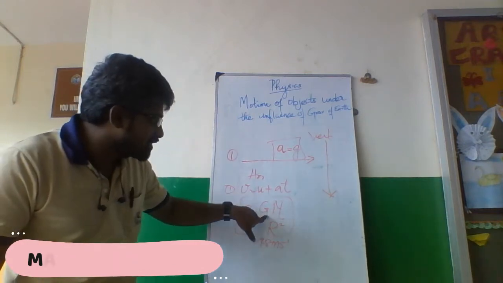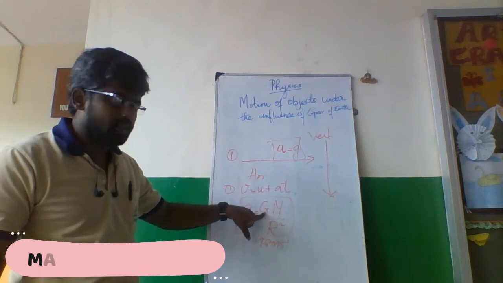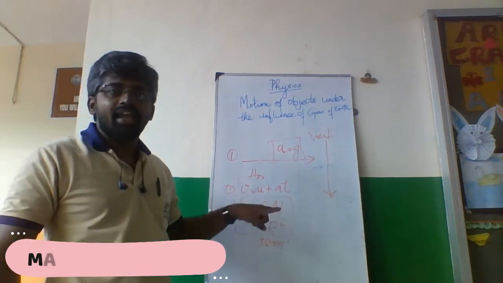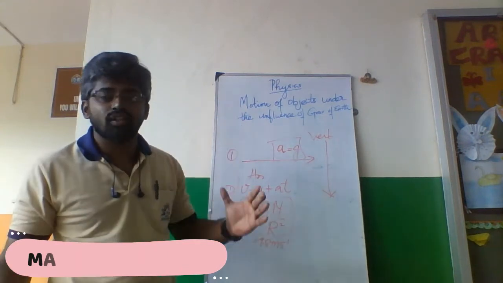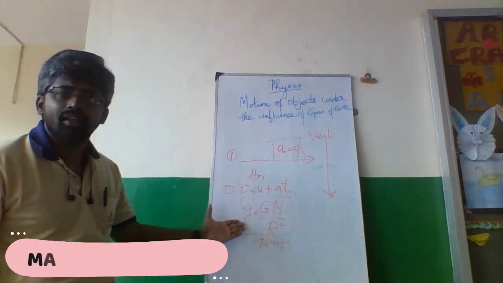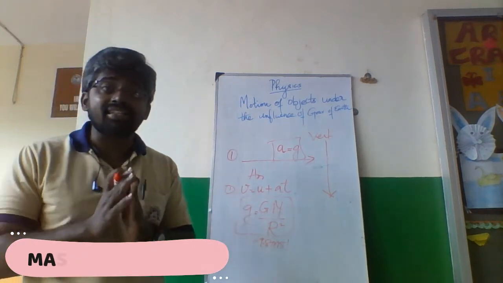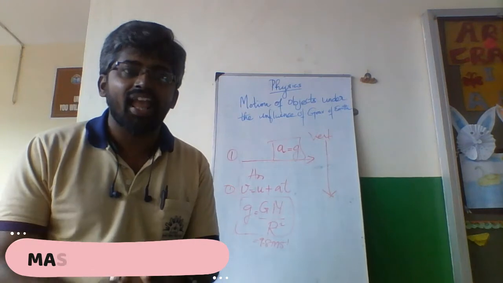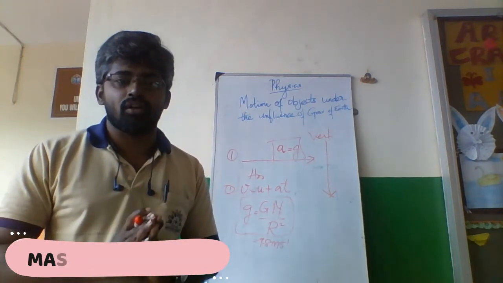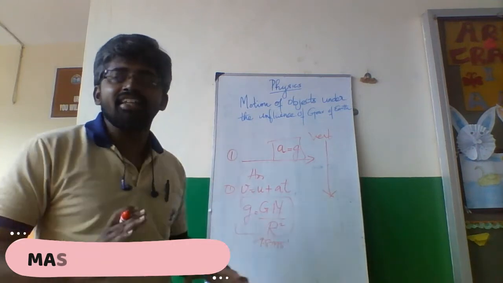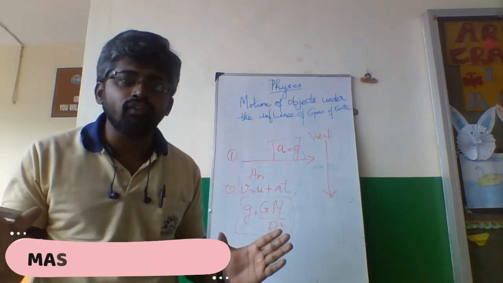So what is this G? This G is the universal gravitational constant. What is this capital M? It is the mass of the earth. What is this capital R? It is the radius of the earth. Does it have any mass of an object? So acceleration due to gravity is independent of the mass. This is a very important point you should learn from this equation. It is independent of the mass, that means it has no influence on the mass.